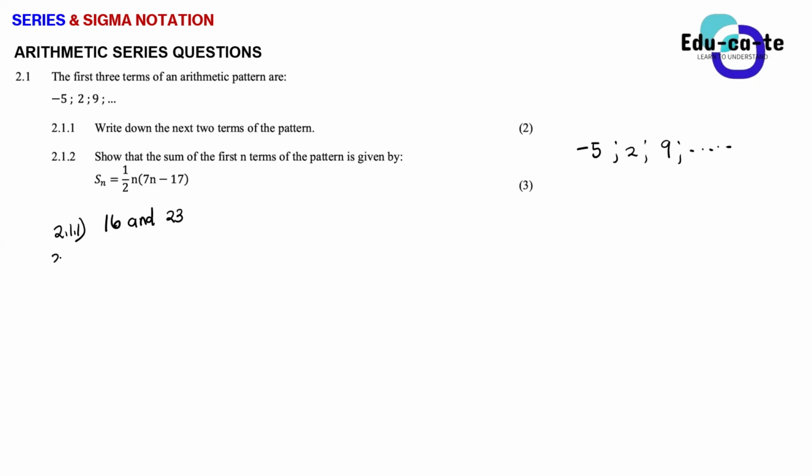And then now 2.1.2. Show that the sum of the first n terms of this pattern is given by Sn equals half of 7n minus 1. Show that this sum is given by this value here. How can we find that out? What do you think is the best way?